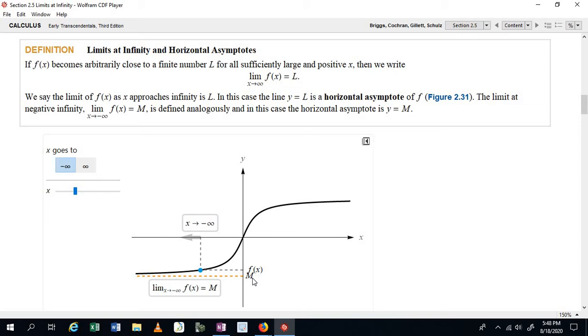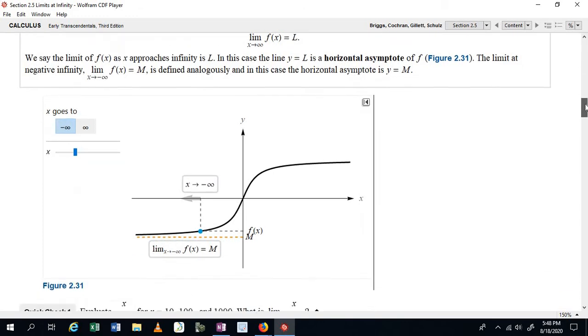Okay, so if you have a limit at infinity that's equal to a finite number, just remember that you also have a horizontal asymptote at that number. In fact, the horizontal line would be y equal to that finite number. Okay, so that's what we mean by a limit at infinity.